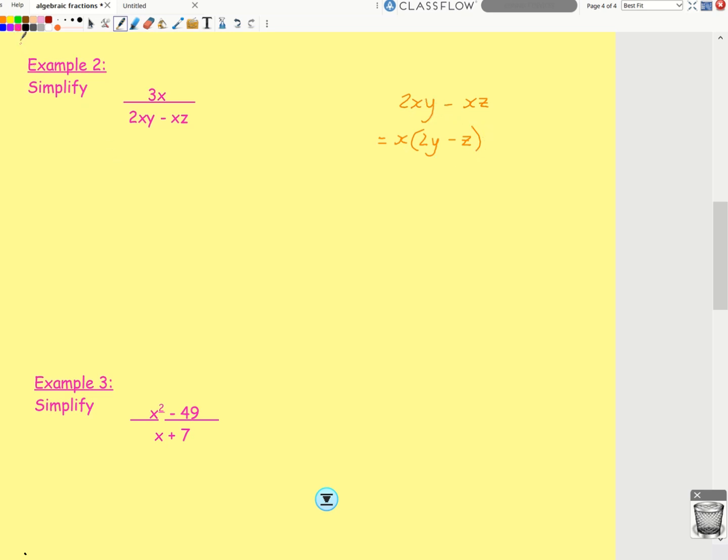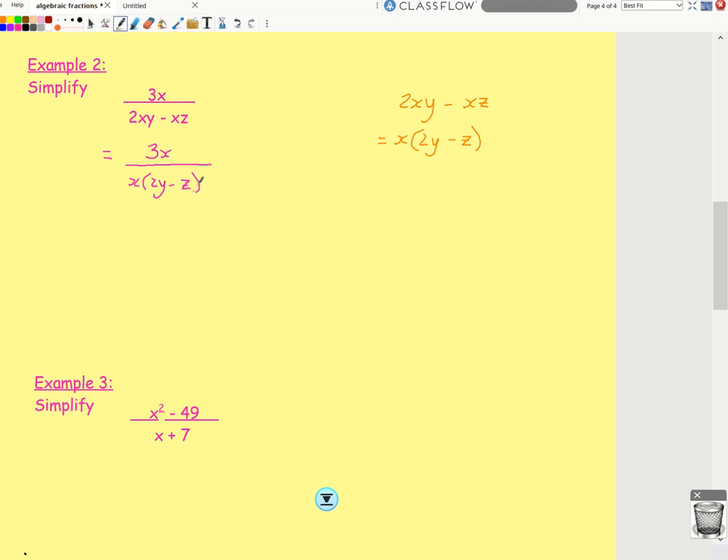So let's put that in to my question. I've left the top line alone, and the bottom line has been factorised, so I've got x and then a 2y minus z. Okay.